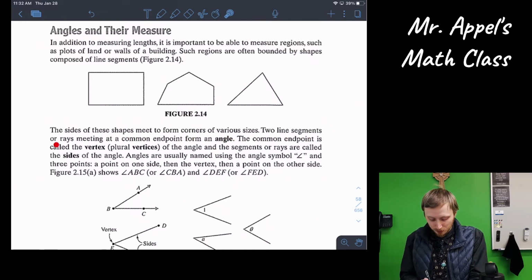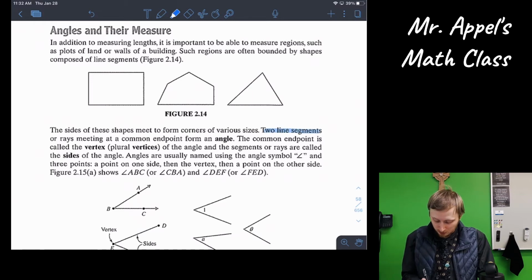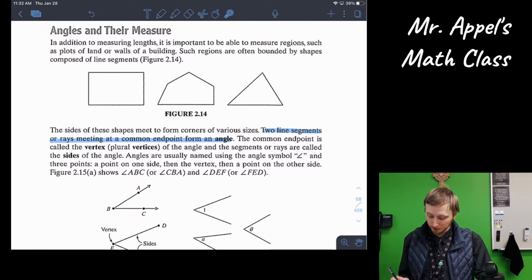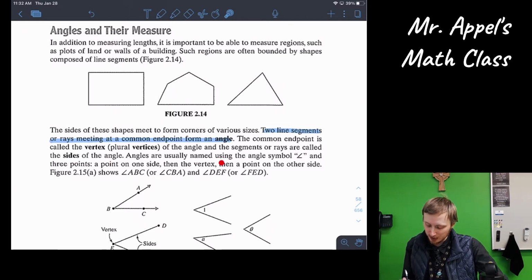Two line segments or rays meeting at a common endpoint form an angle. So there we have the true definition of an angle, right? Two lines or rays meeting at a common endpoint. The common endpoint is called the vertex, plural vertices, of the angle, and the segments or rays are called the sides of the angle. Angles are usually named using the angle symbol, seen here, and 3 points. A point on one side, then the vertex, then a point on the other side. That order is important.